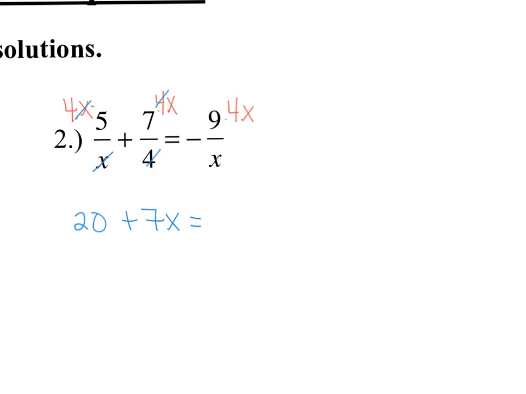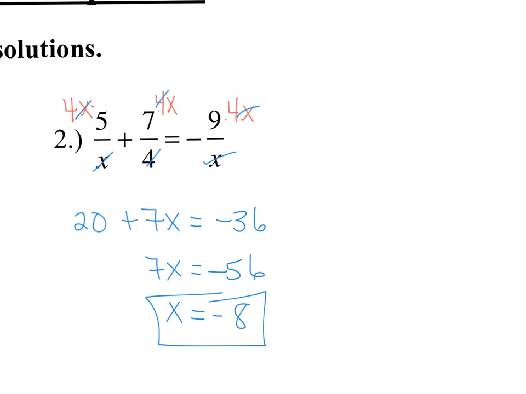And in the far right fraction, after the equal sign, the factor that cancels out is your x. And that will leave me -9 times 4, which is -36. I'll go ahead and solve this equation for x. So we have 7x equals -56. So our x value is -8. And that one was not extraneous.